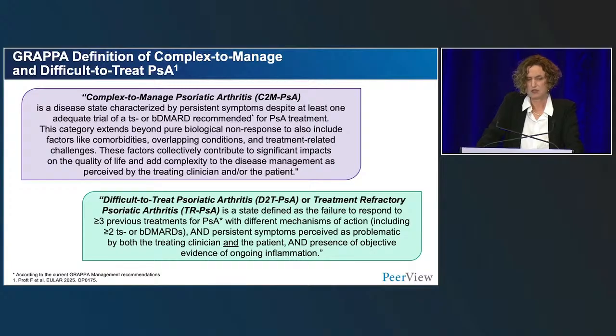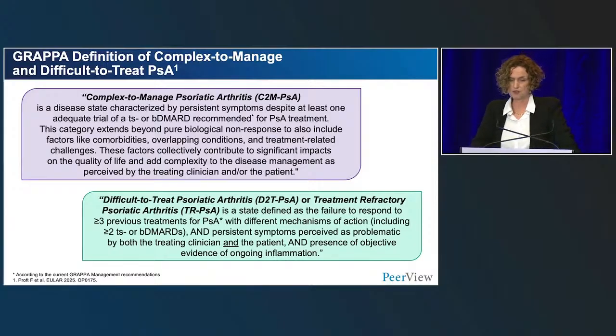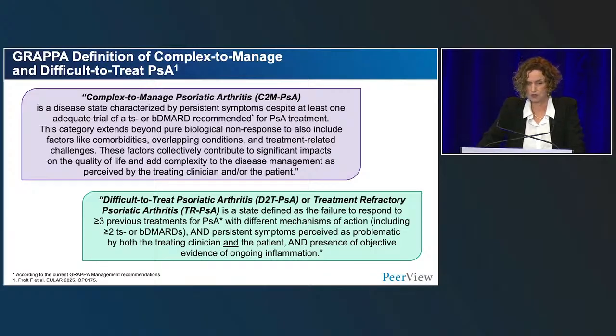So this is a recent definition that GRAPPA put together. It was a large project led by Fabian Proft. And GRAPPA defined two conditions. There is the broader group of patients that are defined as complex to manage psoriatic arthritis, or C2M PsA. This group is characterized by persistent symptoms despite at least one adequate trial of targeted synthetic or biologic DMARDs.